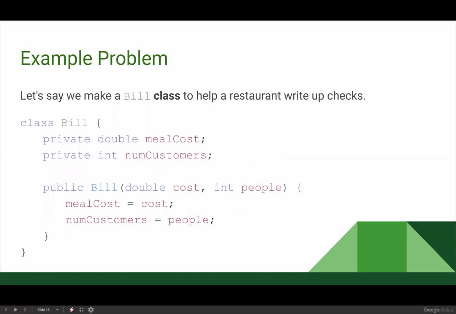So for our example problem, let's say we have made a Bill class that's going to help a restaurant write up checks. We're going to have two instance variables: the total cost of the meal, just the sum of all of the customers' food, and some number of customers. This is going to calculate the user's check, how much money the people owe to the restaurant. So we've got our constructor filling in our instance variables.